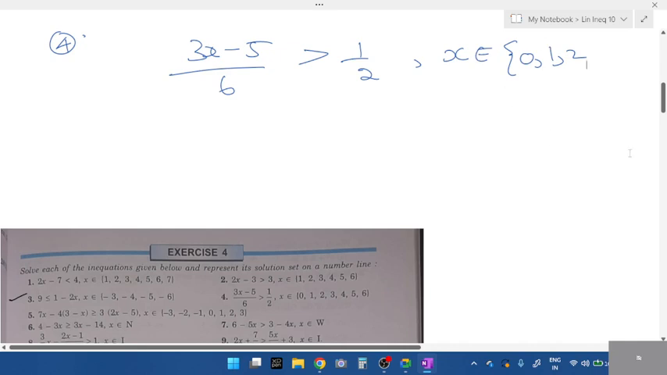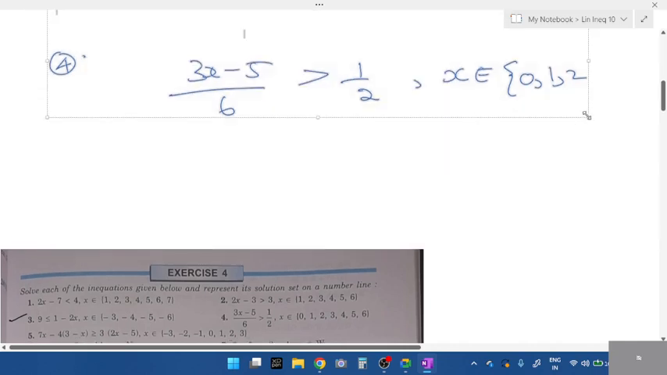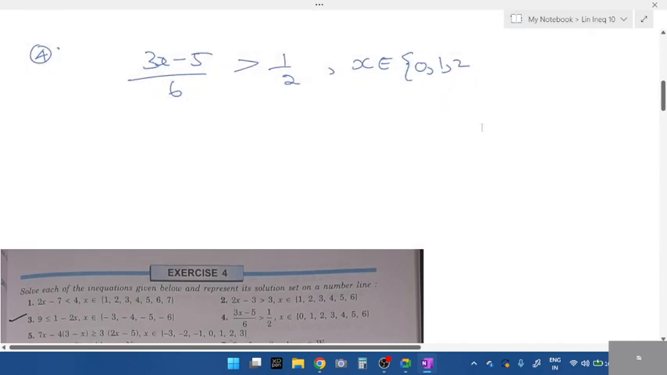Concentrate, students. Concentrate here. (3x minus 5) by 6 is greater than 1 by 2. And x belongs to, they've given certain numbers. Instead of saying x belongs to real numbers, natural numbers or whole numbers, they've given certain values: 0, 1, 2, 3, 4, 5, 6.